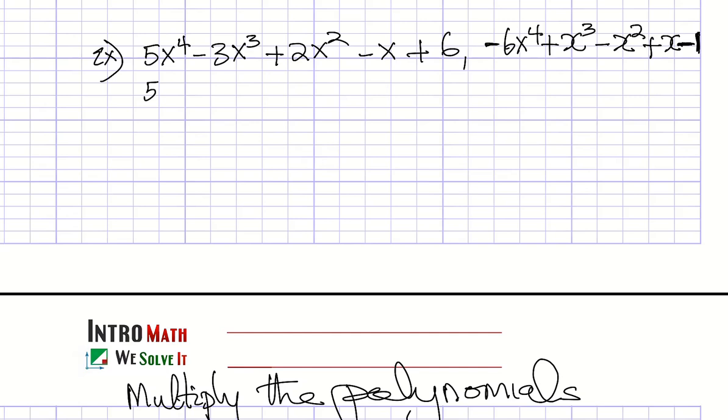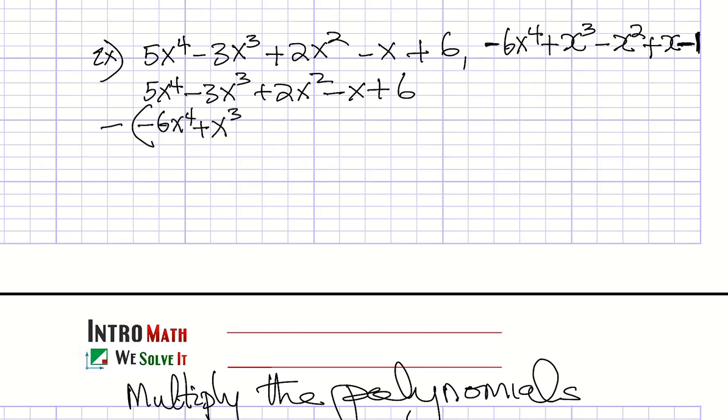Okay, so we'll subtract all that. It's 5x raised to the power 4 minus 3x raised to the power 3 plus 2x raised to the power 2, minus x plus 6. Alright, so we'll subtract this: minus 6x raised to the power 4 plus x raised to the power 3 minus x raised to the power 2 plus x minus 1. You see that, right?